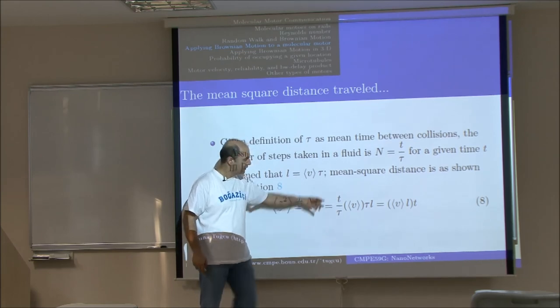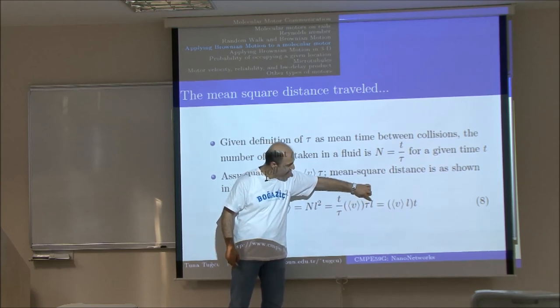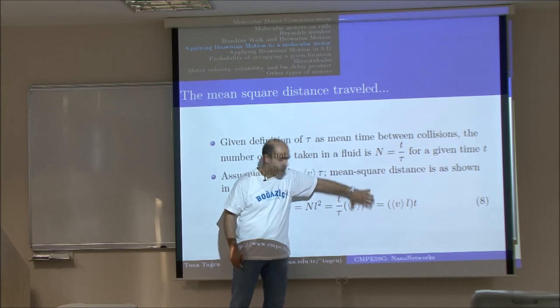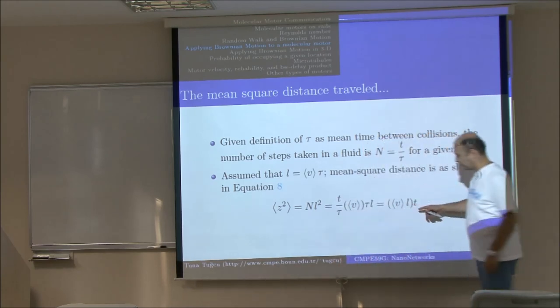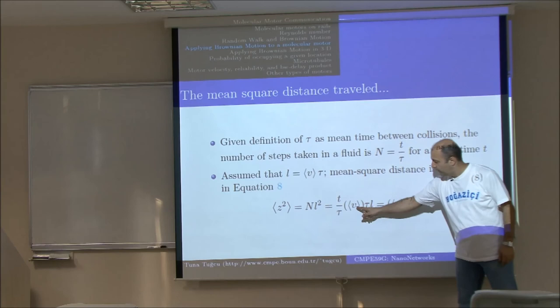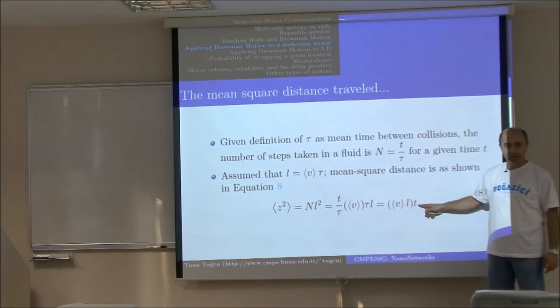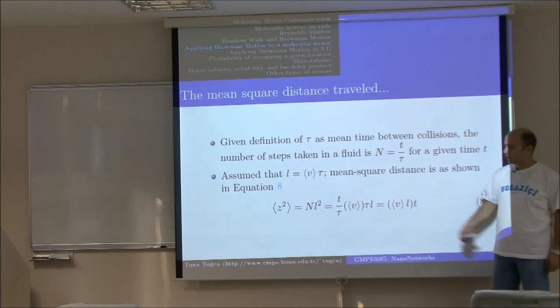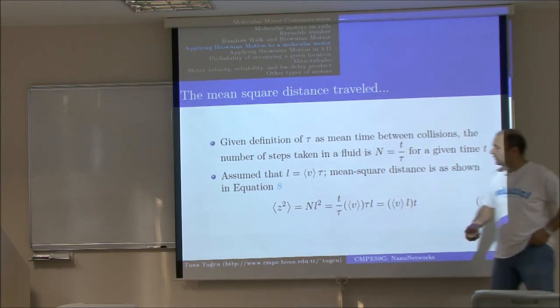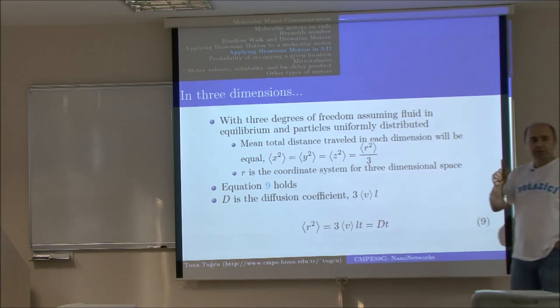For the first l, substitute speed times tau and keep the second l. Okay, so this is l squared, in other words. Then the taus cancel. I have v l t. Okay? That would be the square of the displacement. Now, that was all in one dimension.